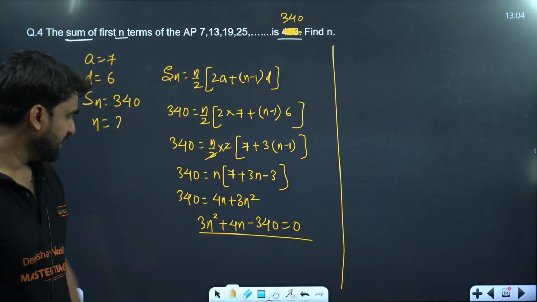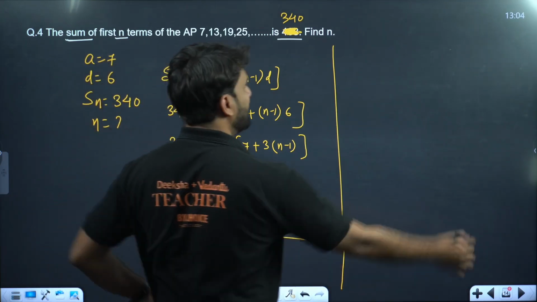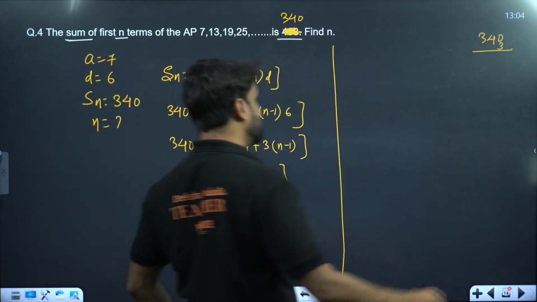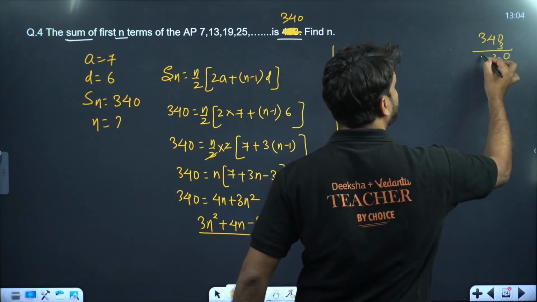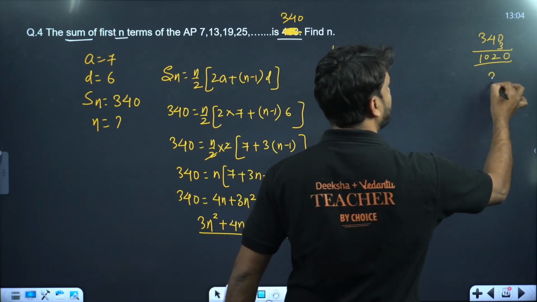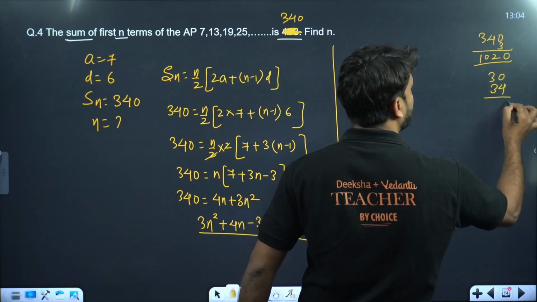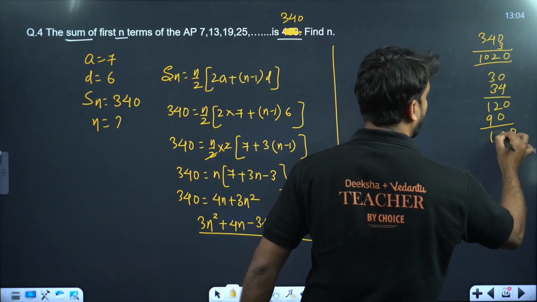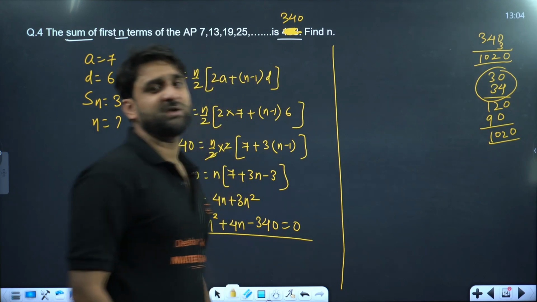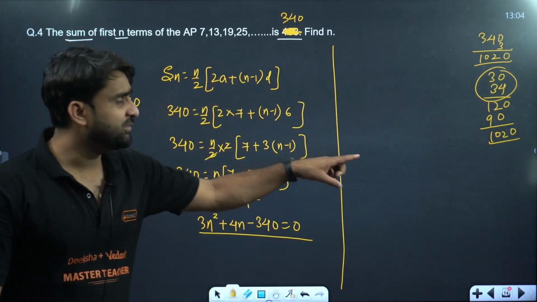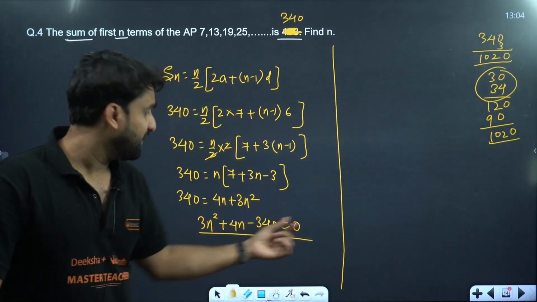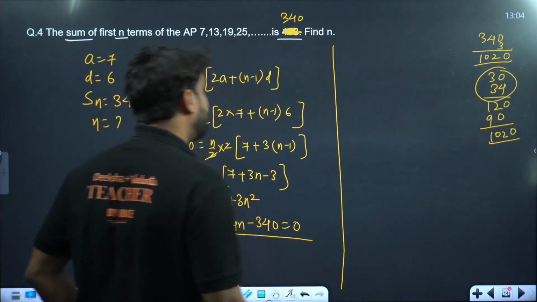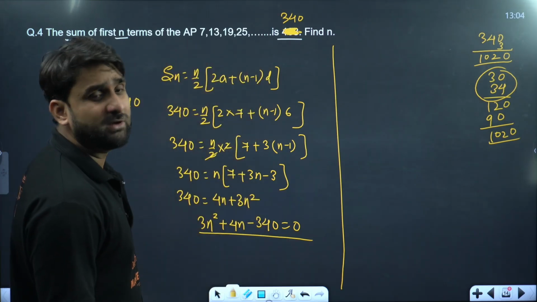So 340 into 3 will be, if we multiply 340 into 3, what will be the multiplication? This will be 0, 4 threes are 12, carry 1, 3 threes are 9 plus 1 is 10, so 1020. Wow! We have the pair of 30 and 40, because the product of 30 and 40 is 1020, and the difference of 30 and 40 will give you the middle value. So 30 and 40 is the perfect pair, champions.